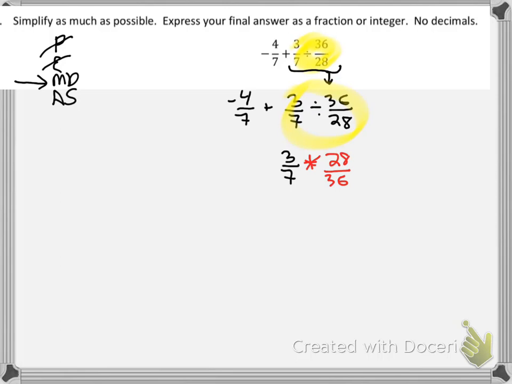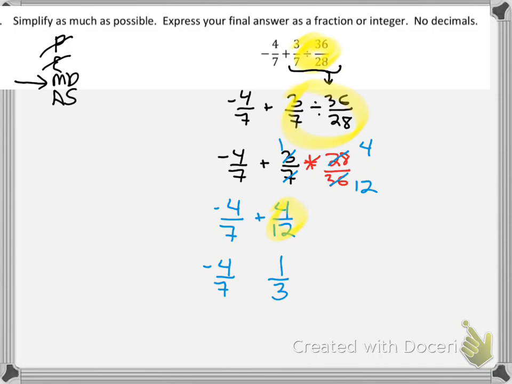Okay, then we can multiply across. Or, if we want to be a little bit lazy, remember we can reduce, right? So 28 divided by 7 is 4, right? And 3 goes into 36 12 times, okay? So we have negative 4 sevenths plus 4 over 12, okay? And if you think about it, we can reduce this even further. Let's be even lazier, right? 4 over 12 actually reduces to 1/3. Okay, again, you don't have to do this, but the more you reduce, the easier your life is going to be. Okay, so we're all done our multiplication and division.